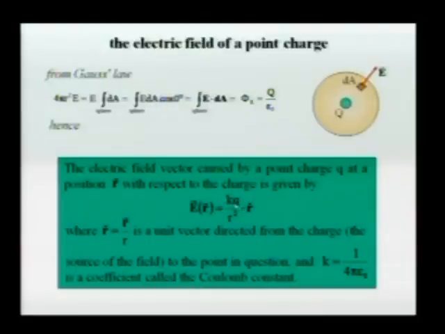I have the Coulomb constant times charge. In principle, consistently with the drawing, I should have capital Q here, divided by what remains, the square of the radius, and here I indicate that it is in the radial direction. This unit vector is directed from the charge, which is the source of the field.